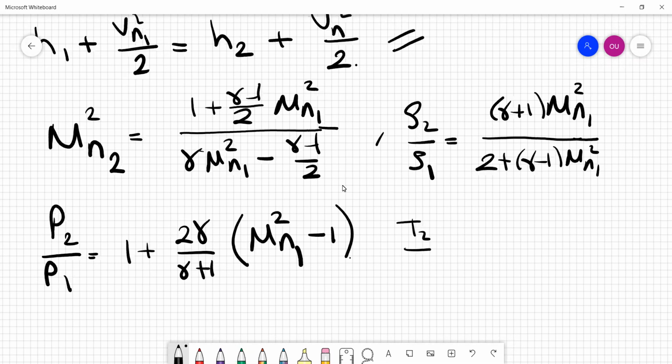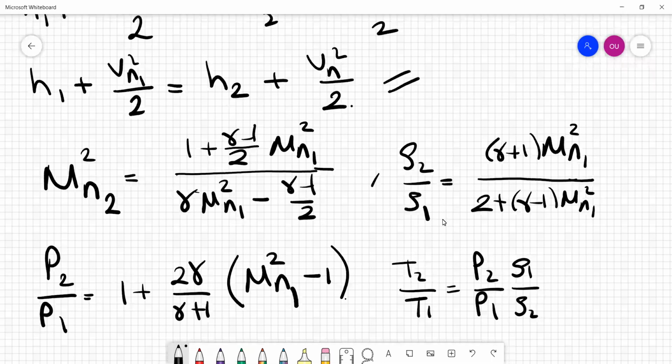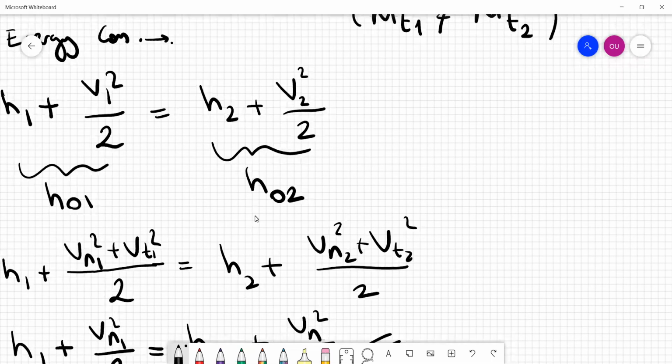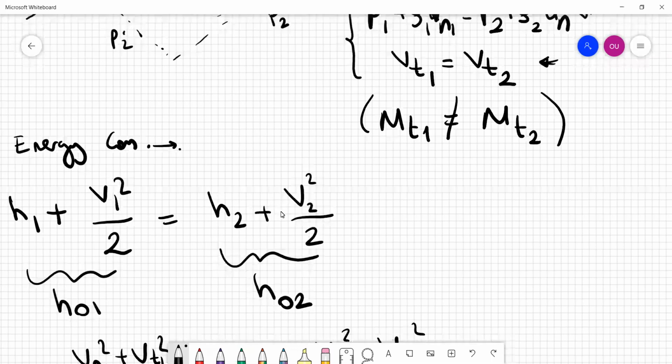And regarding temperature, once you know density and pressure ratios, you can calculate it yourselves. This is P2 over P1 times ρ1 over ρ2. Just multiply these two equations. So as you understand, what is the normal component of the Mach number before the shock wave? As you might very well guess, it completely depends on the geometry.